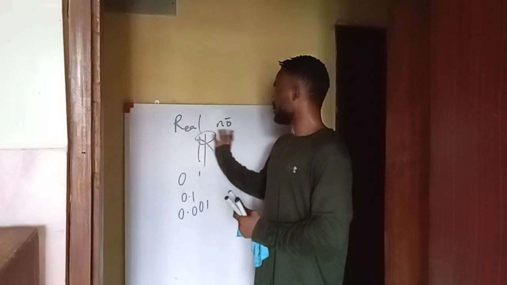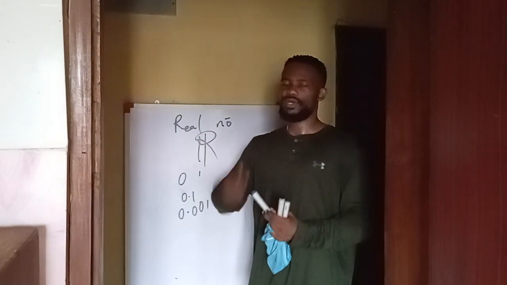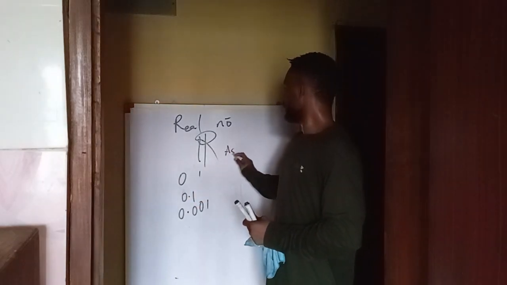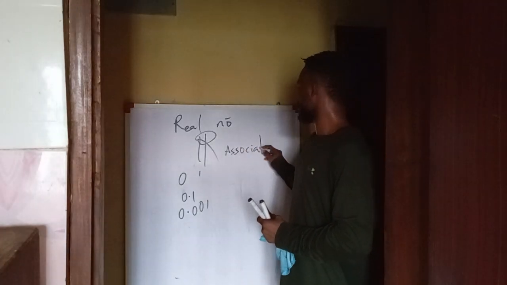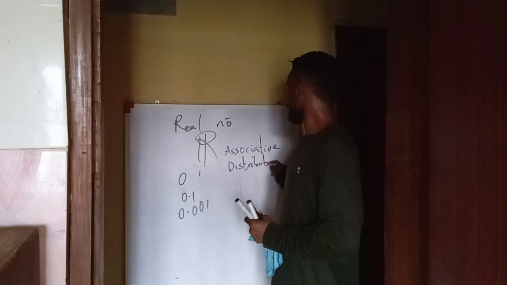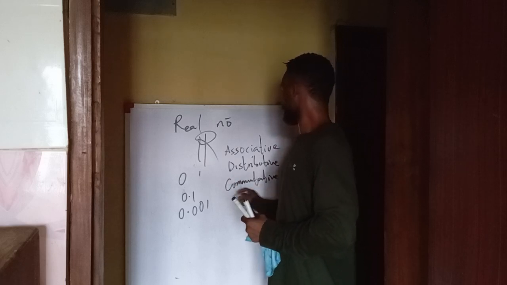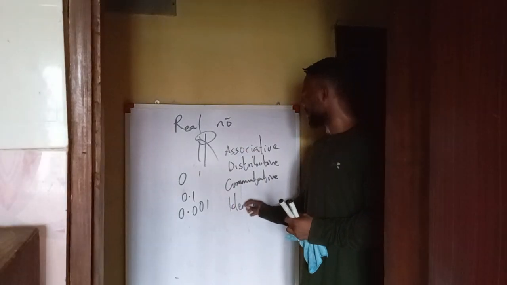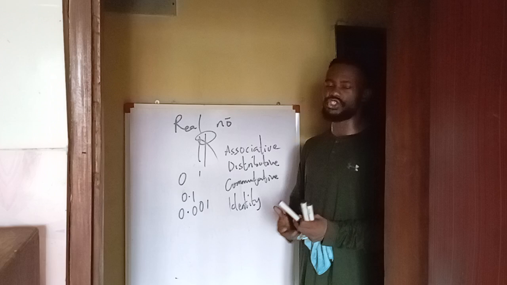Why am I saying that? Reason being that real number accounts for every number you can think of. Every number you can imagine is what we call a real number, and it accounts for associative properties, distributive properties, commutative properties. Under binary operation, this helps us. You will still see that this helps us account for identity. We have things like multiplicative identity and additive identity.